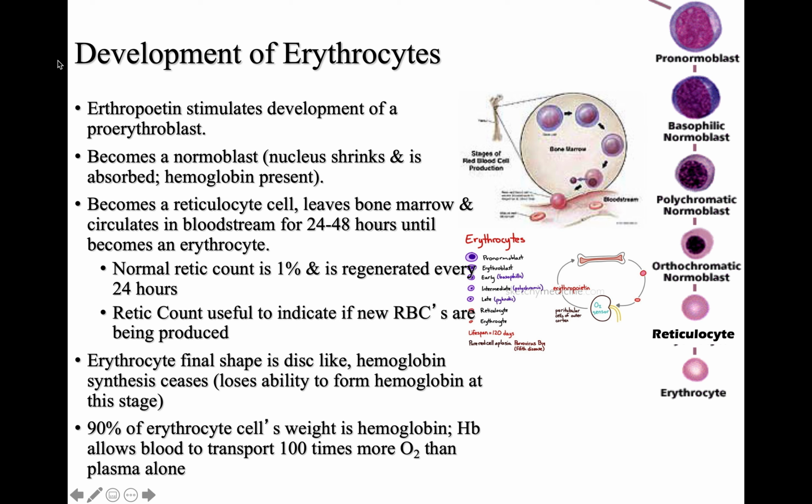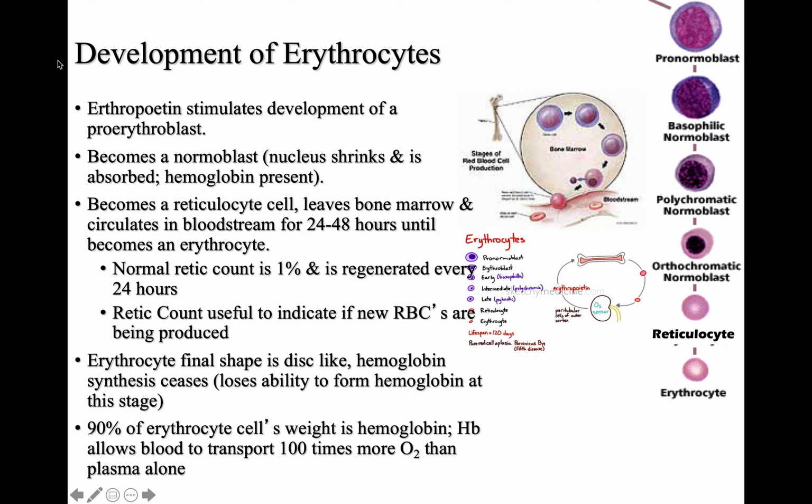So now again on the CBC, you're going to know what a reticulocyte count is and why the doctor is interested in a reticulocyte. He wants to know how the production of the red cells is happening. And there it is. Retic count is useful to indicate if new red blood cells are being produced. Retic is short for reticulocyte, but they will ask, what's the retic count? Erythrocyte final shape is disc-like. It's not round, but more oval, actually.